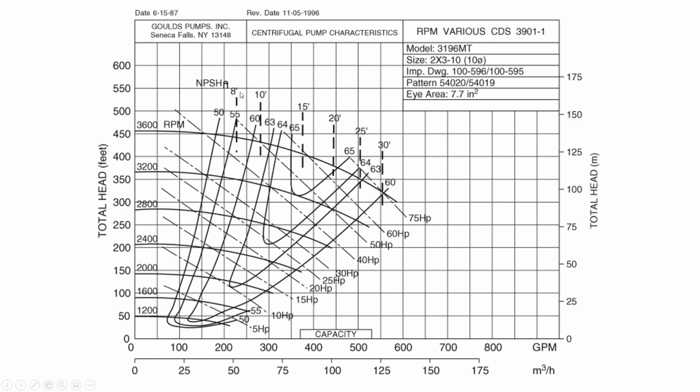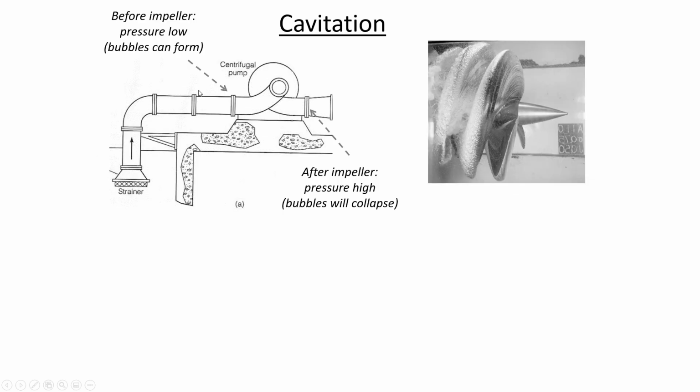The other thing I wanted to point out is what's called here NPSH. And this NPSH is related to the risk of cavitation. And it's telling you what's your safety factor, how close you're going to be to cavitation at different operating points within the pump, because it requires a certain amount of net positive suction head to prevent cavitation. So let's talk about cavitation risk a bit more.